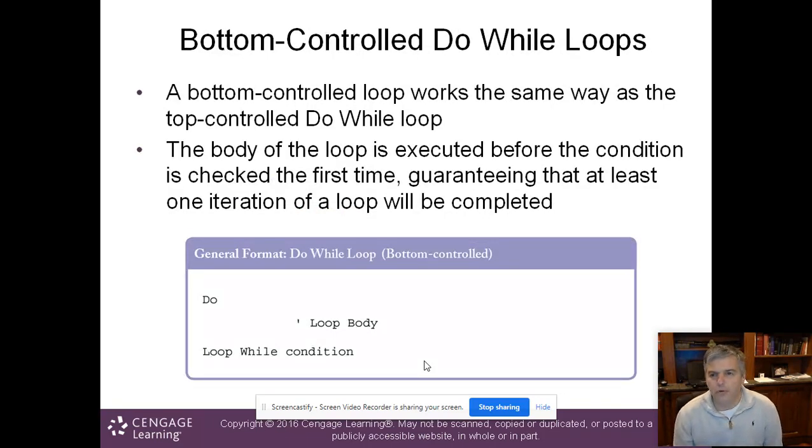So a bottom controlled loop works the same way as a top controlled loop. It's just that the body of the loop is executed before the condition is checked the first time, guaranteeing that at least one iteration of the loop will be completed.